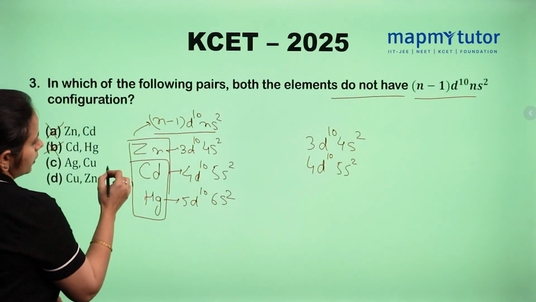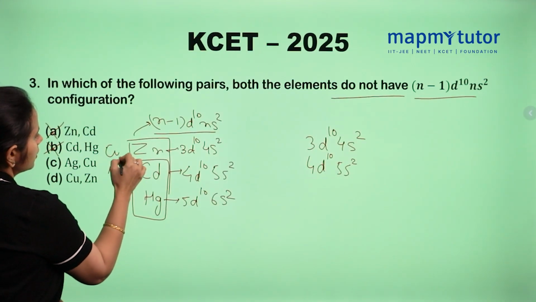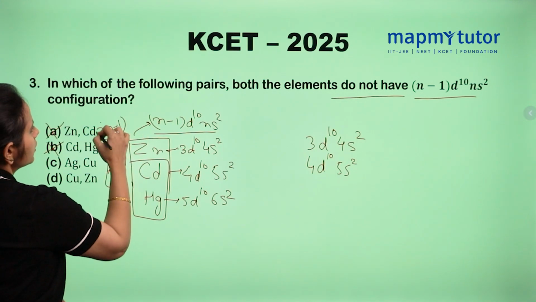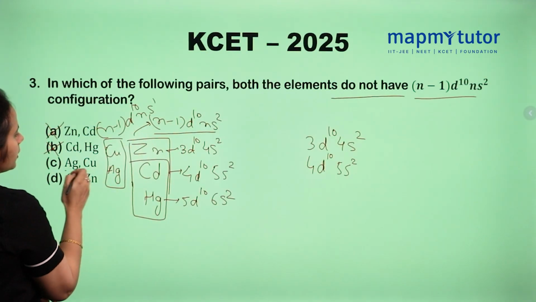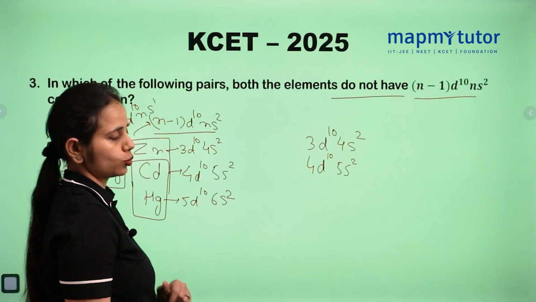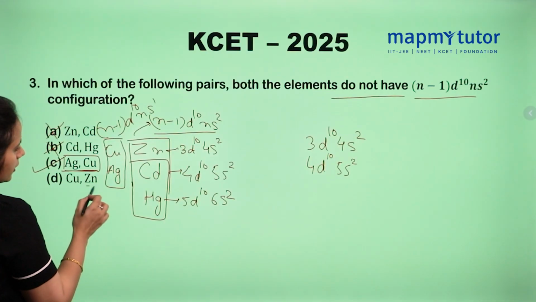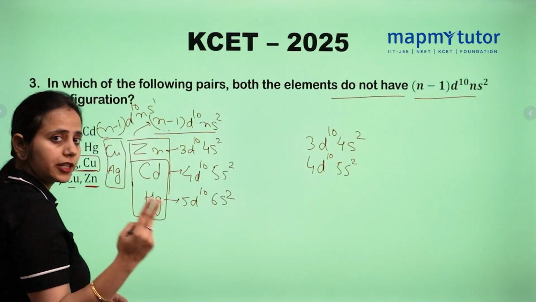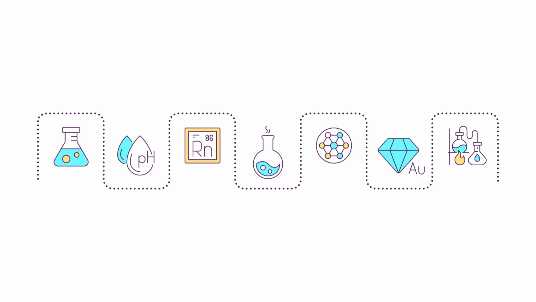Next is silver and copper. It is copper and silver, so this is (n-1)d10 ns1. So both of these elements do not contain the configuration (n-1)d10 ns2. So this is the right answer. In the last option, zinc again contains the same configuration, but copper doesn't. But we want both the elements which do not contain this configuration. So C is the right answer.